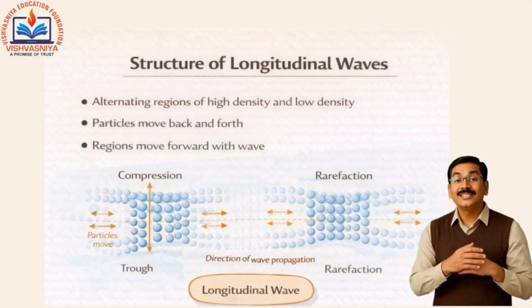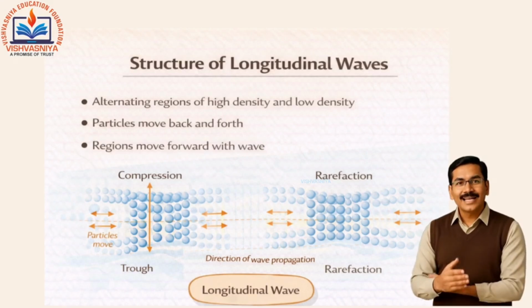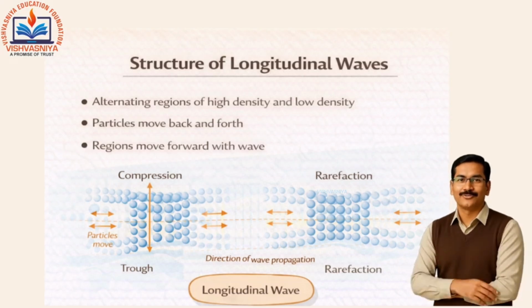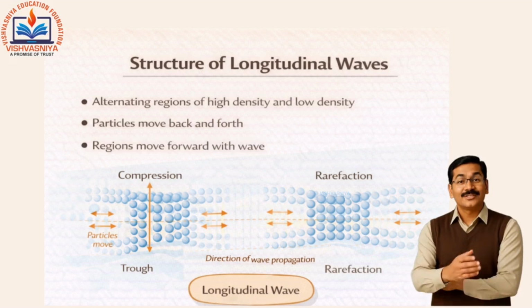Longitudinal waves consist of alternating regions of high density and low density. As the wave passes, particles come closer together in high density regions and move farther apart in low density regions. These regions move forward while particles vibrate about their mean positions.